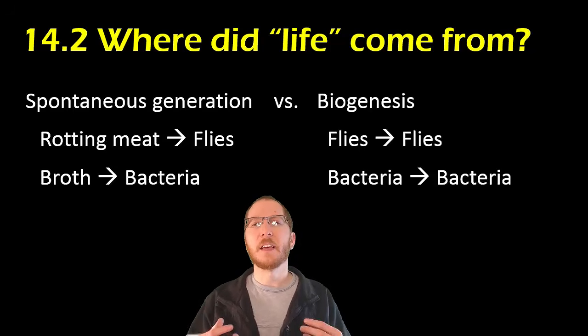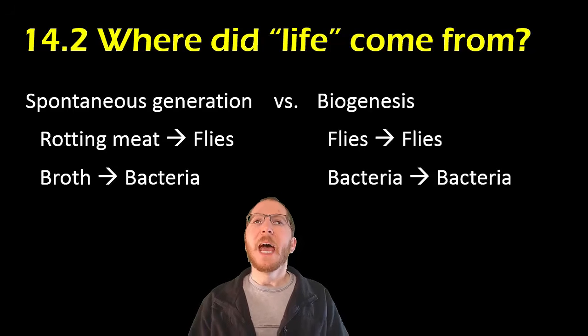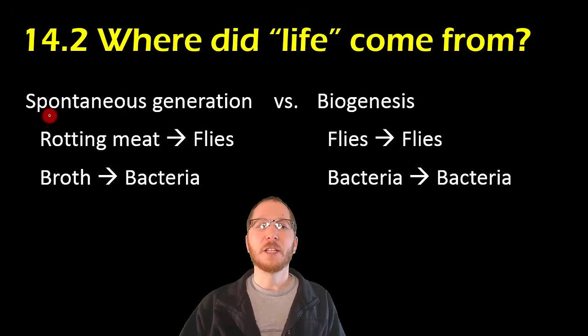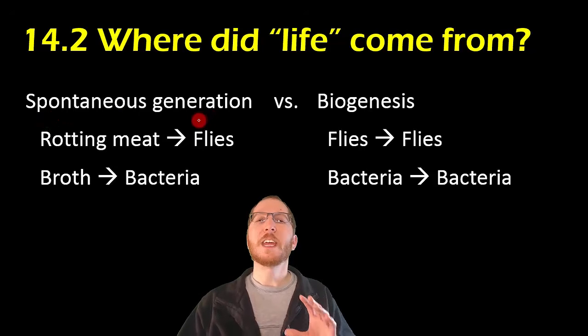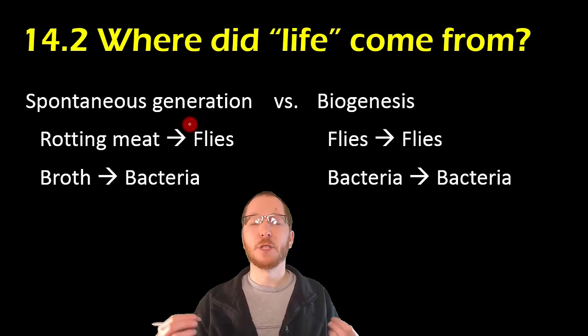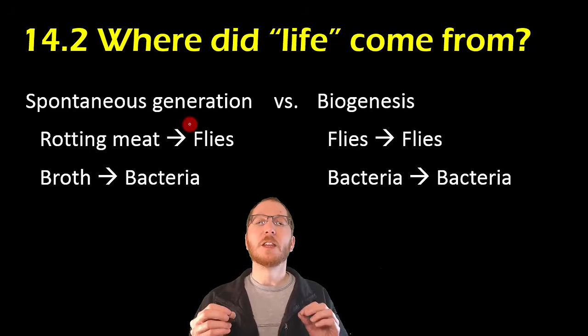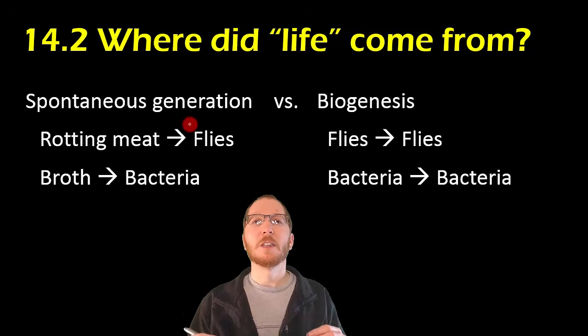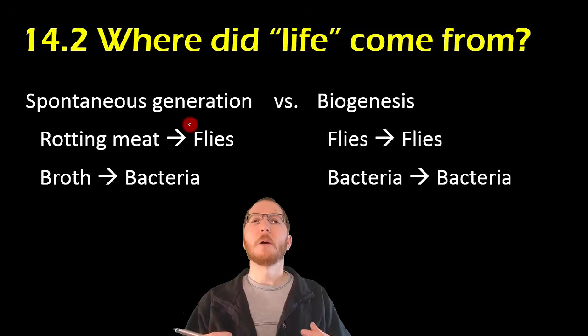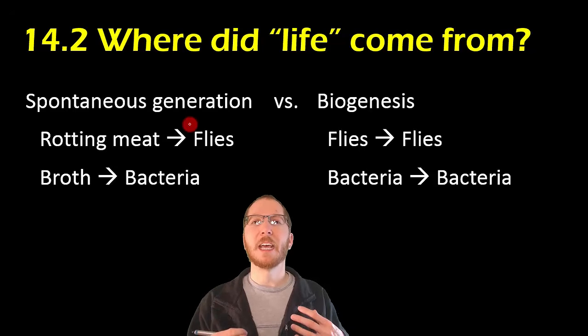This was back in the 1700s, 1800s. And at that time, the popular theory was this idea of spontaneous generation. And this was that in the right conditions, life would be created from inanimate objects. So in other words, I could put rotting meat out or broth out, which themselves are not alive. But in those conditions, it would allow us to get flies and maggots created in the case of rotting meat. It would allow us to get bacteria created in the case of broth.